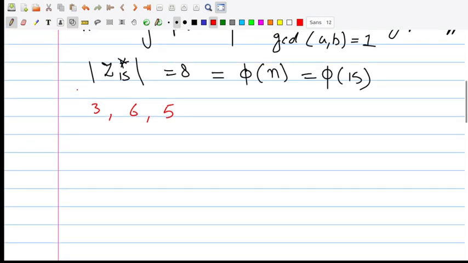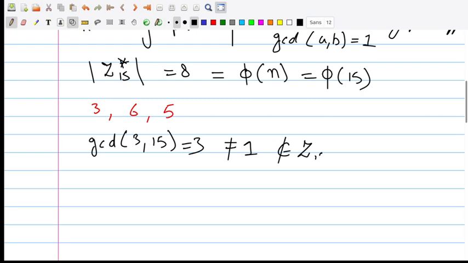And why is so? Now to understand that, let us try to compute the GCD of 3 and 15. Well, the GCD of 3 and 15 is 3, right? Which is not equal to 1. That is why it is not part of Z15 star. And the same goes for 6 and 5. You can do it on your own.